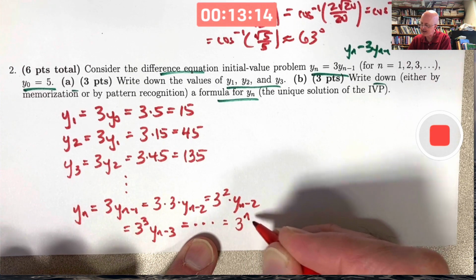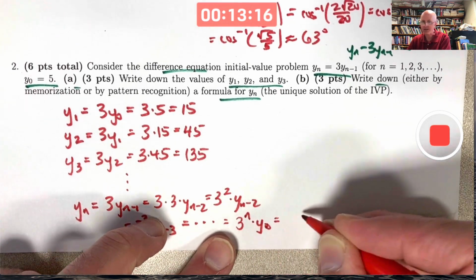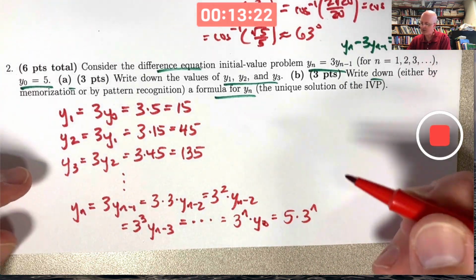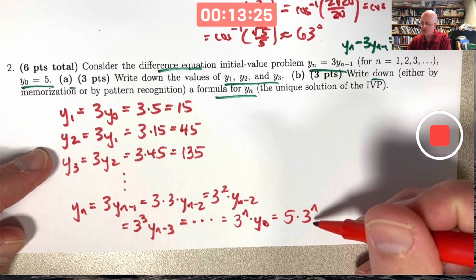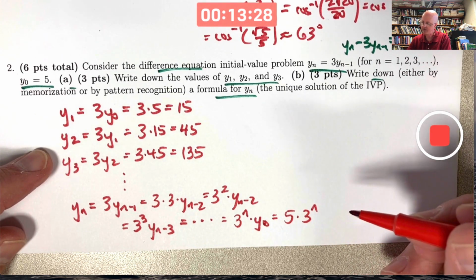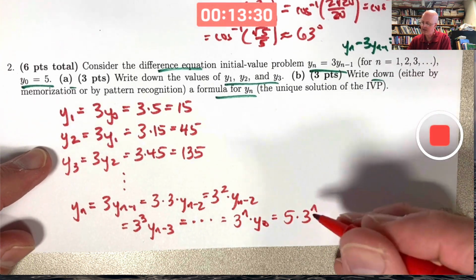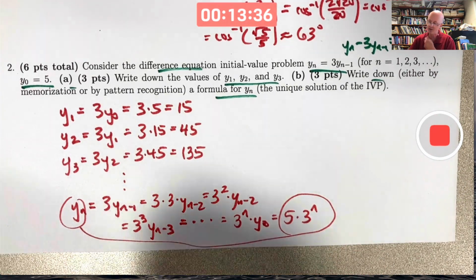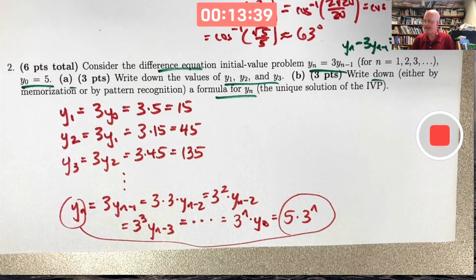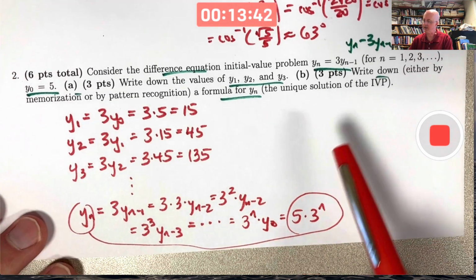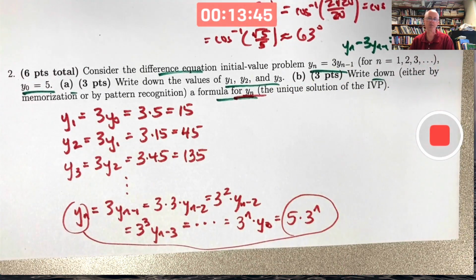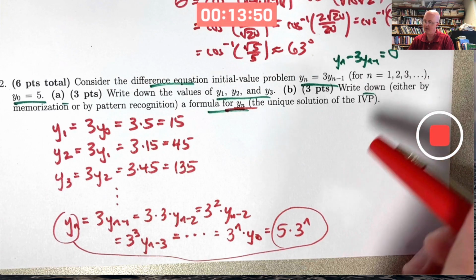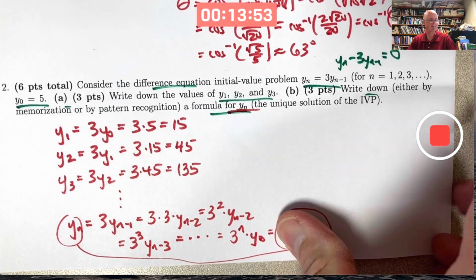It looks like we're going to have 3 to the n times y_0. And since our y_0 is 5, that's going to be 5 times 3 to the n. You can always check this by plugging a number in for n. For example, n equals 3. You're going to get 27 times 5, and yes, 27 times 5 is 135. So there is your general formula. You don't have to do all this stuff to figure that out. You might have been able to just think about it with these numbers here, but that is the answer. That is the solution of the initial value problem. We found a direct formula for y_n rather than a recursive formula or difference equation. It's good. We've solved the difference equation that way.